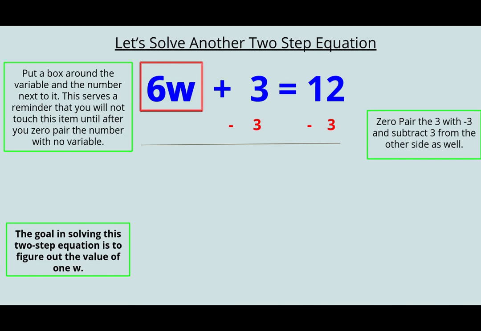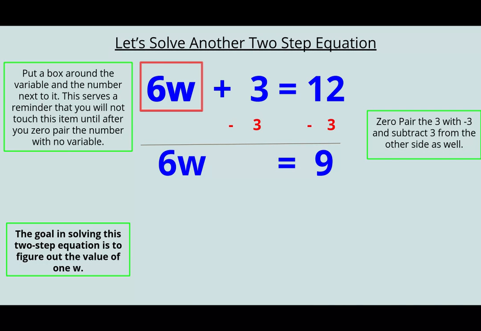I'm going to draw a line, and this is exactly what I want to see on your paper. You don't have to write all the words that are in boxes, but I want you to write the equation, box the equation, and then go through each step. I want you to write this out on your paper.